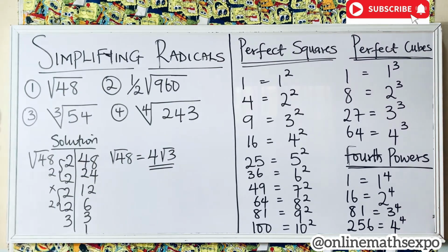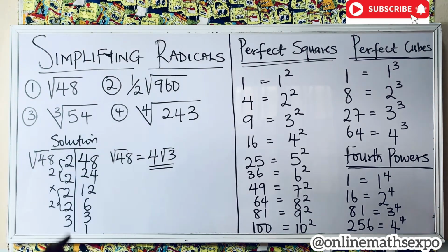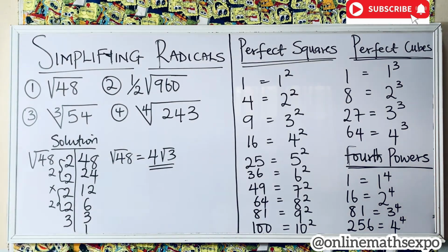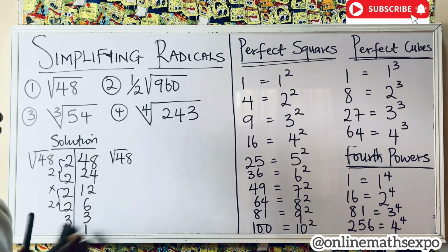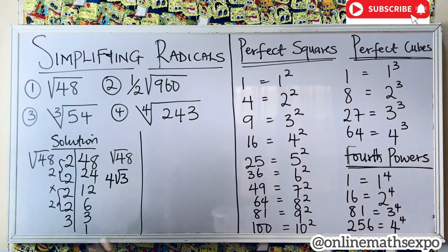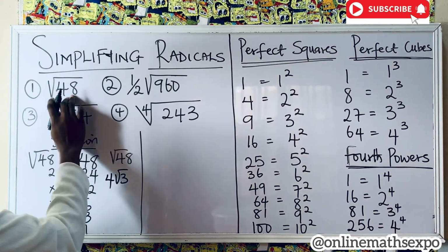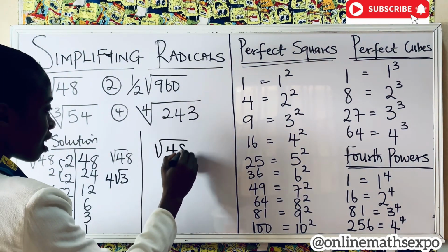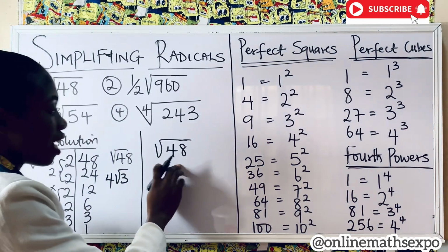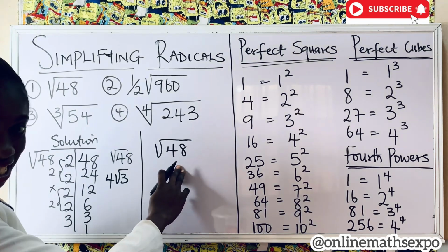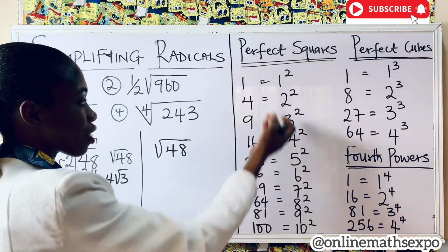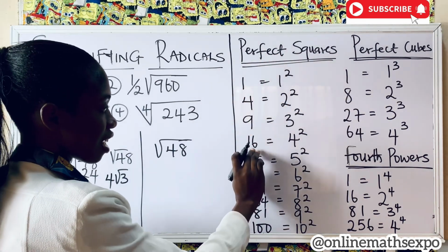Now, if you want to answer this question again using the second method, which is the perfect square method, what do you do? Now, let me show you what you are going to do. Remember our answer here is 4 root 3. So using the second method, this is what we have, root of 48. Now you are going to get the highest perfect square that is closer to 48. If you check our pattern, you will notice that the one that is closer to 48 is 16.